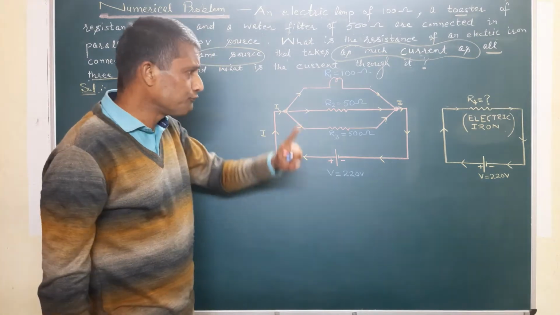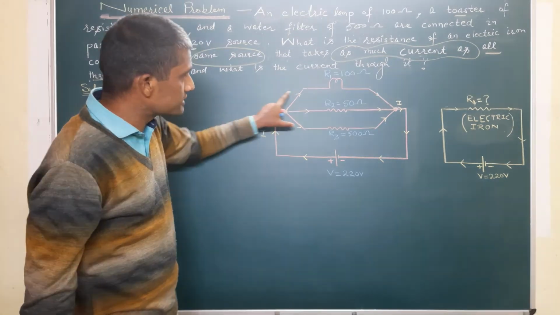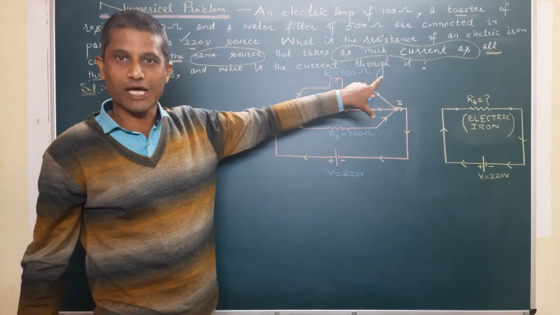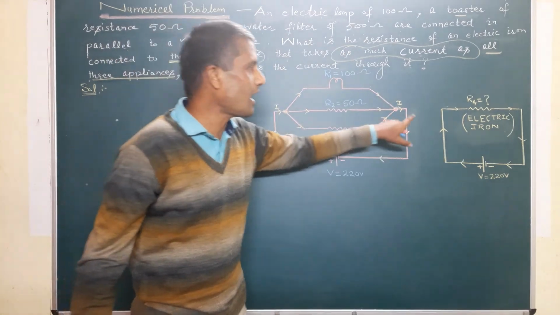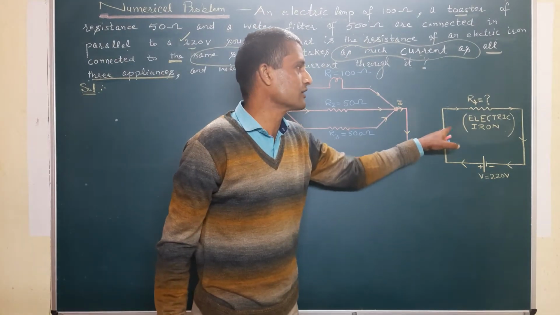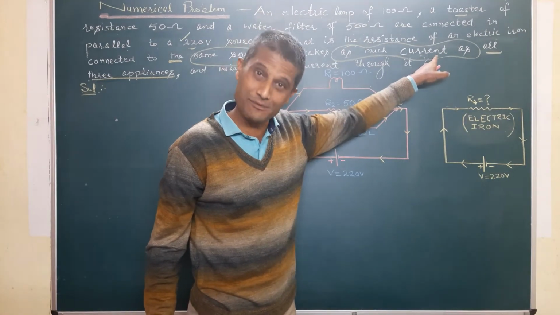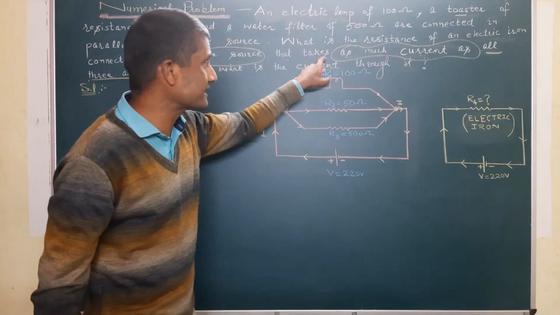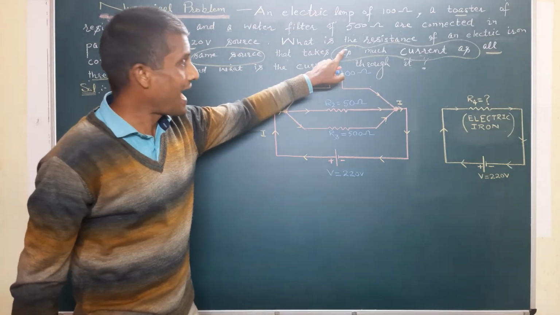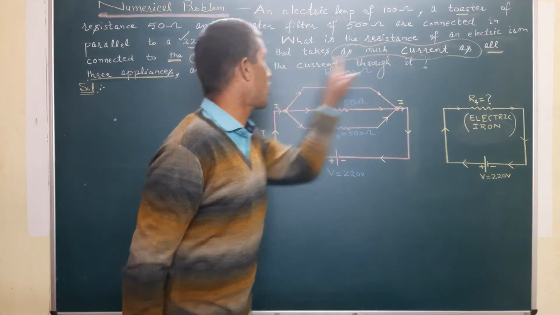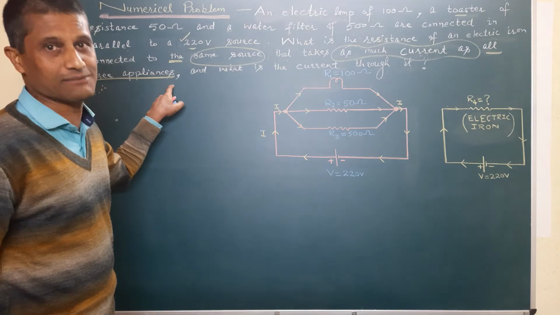It means if you know the total current flowing through the combination, we are going to use that total current in the case of the electric iron, as it is mentioned in this numerical problem, that the electric iron will take as much current as all three appliances collectively take.